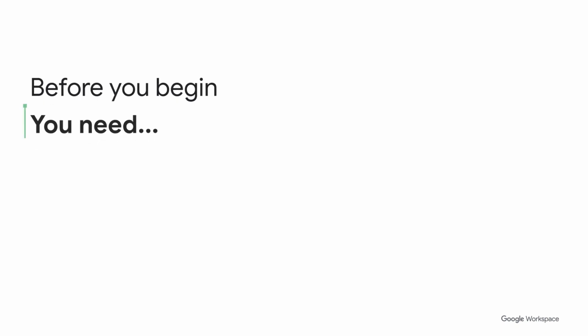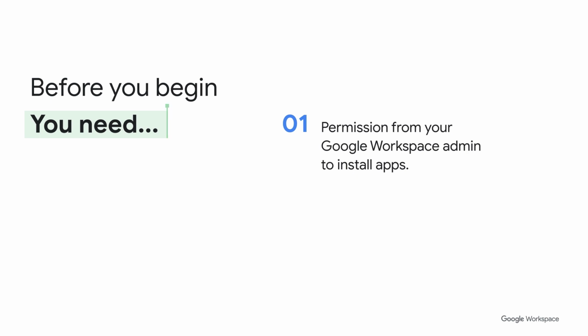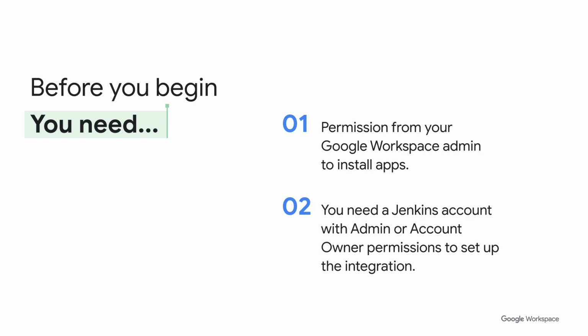Before you begin, here are some of the things you'll need to get started. You'll need permission from your Google Workspace administrator to install apps, and you'll need a Jenkins account with admin or account owner permissions to set up the integration.